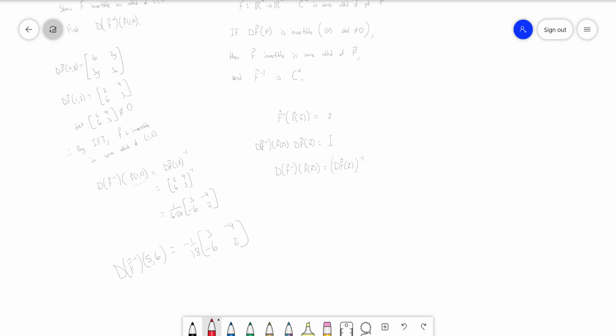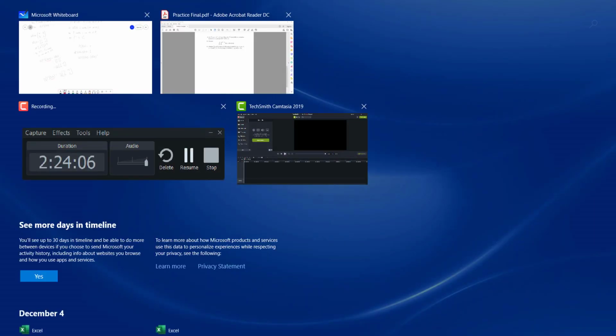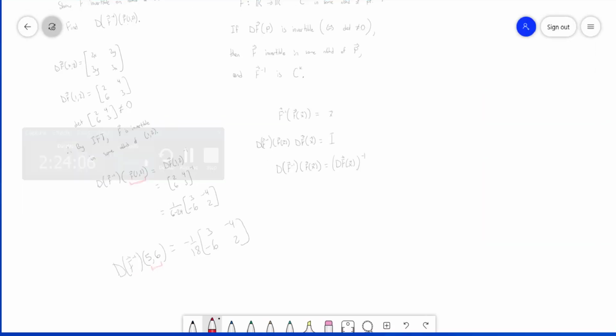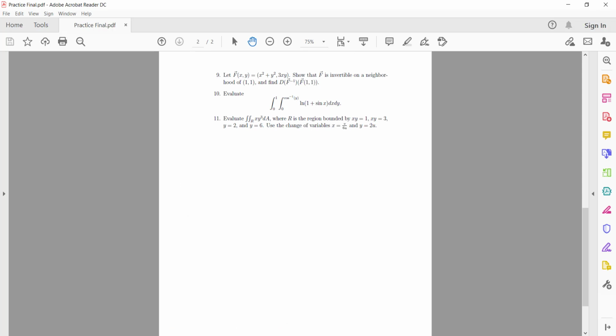So I think it's conceivable in a problem that you might be asked for the derivative at the point 5, 6. And you'd have to recognize that 5, 6 was f of 1, 2. And then from there, you would do what we did. Okay, so that was number 9. So then we'll look at number 10 next.